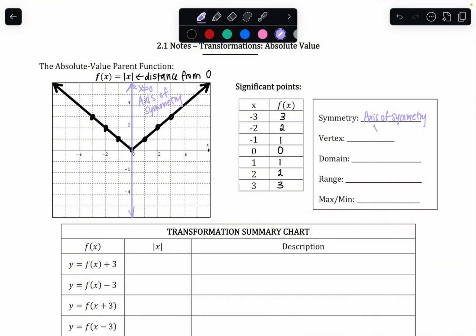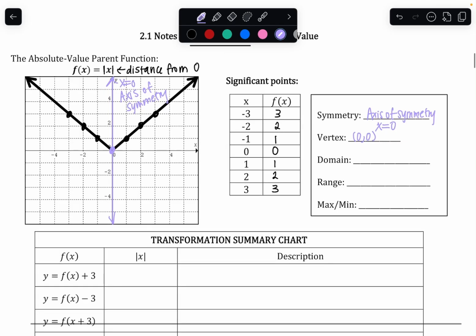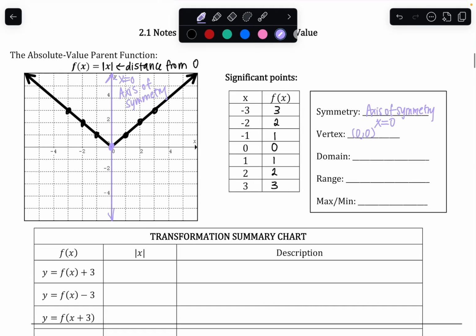Vertical lines have an x equals equation because they cross the x-axis. And so it's important that you have that x equals when you talk about the axis of symmetry. Otherwise, I don't know that you're talking about a vertical line. And then this point right in the middle is called the vertex. And for the parent function, the vertex is at 0, 0. After we do some transformations, we'll see that the axis of symmetry and the vertex move.